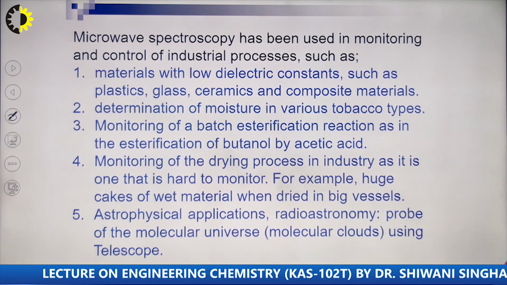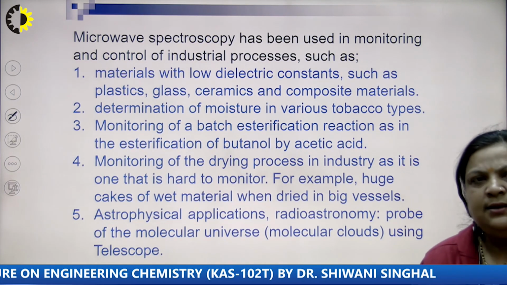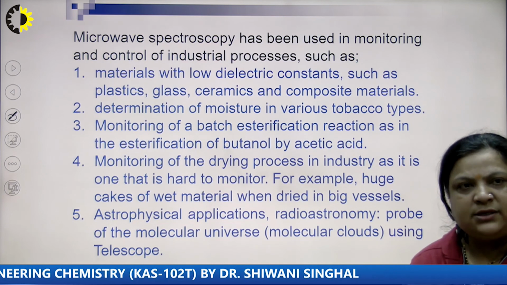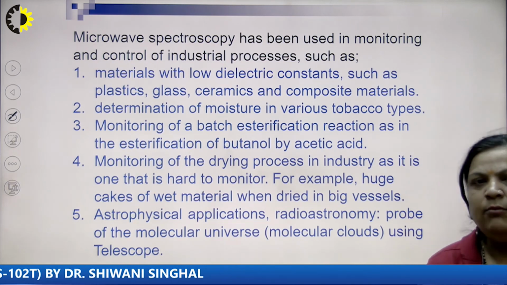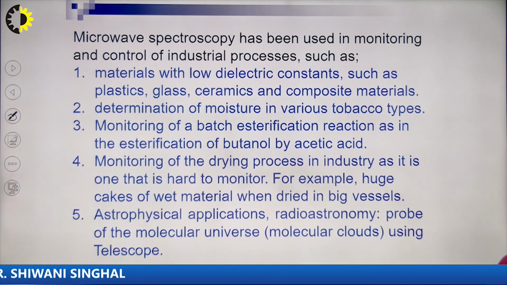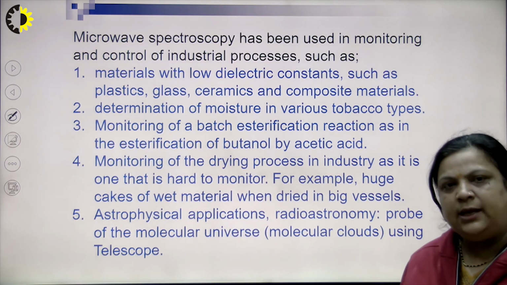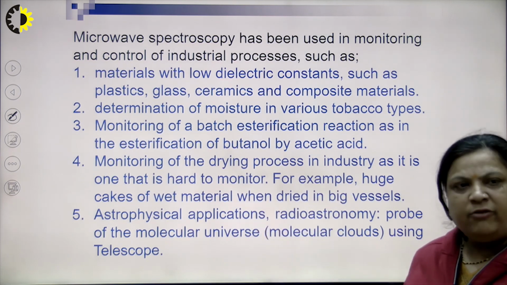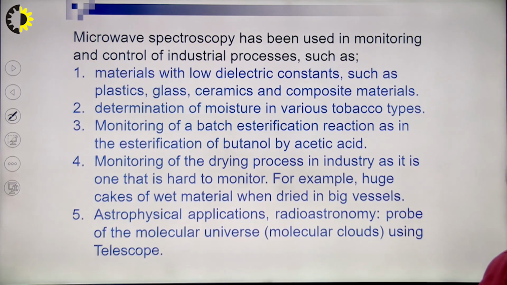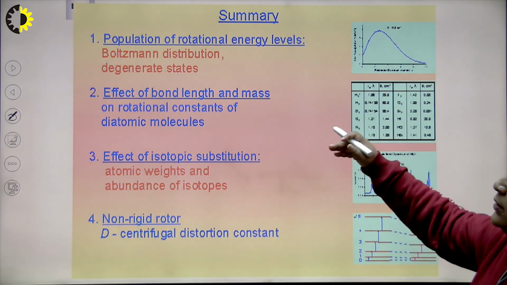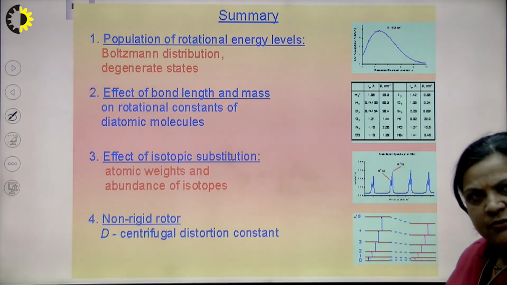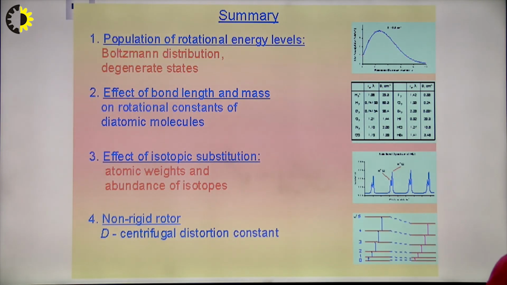This has been used in monitoring and control of industrial processes such as materials with low dielectric constant such as plastic, glass, ceramic and composite materials, determination of moisture in various tobacco types, monitoring of batch esterification reactions as in esterification of butanol, that is alcohol, by acetic acid, monitoring of drying processes, astrophysical application in radio astronomy, etc. So, this is basically the total summary: population, then effect and then isotopic effect. So, this is the overall microwave spectroscopy.